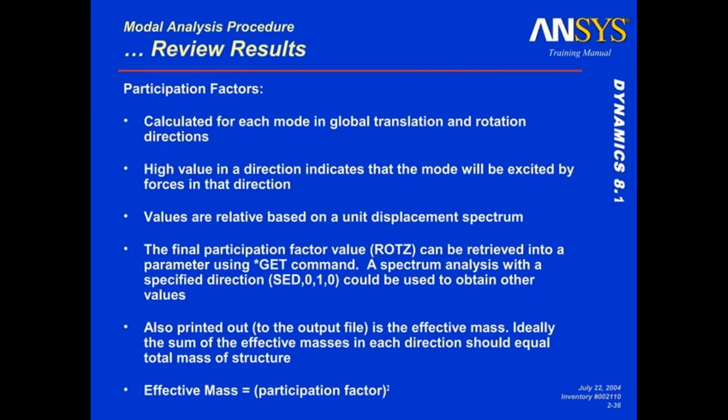A spectrum analysis with the specified direction set to 0, 1, 0 could be used to obtain other values, also printed out to the output file. The effective mass: ideally, the sum of the effective masses in each direction is equal to the total mass of the structure. Effective mass participation factor.